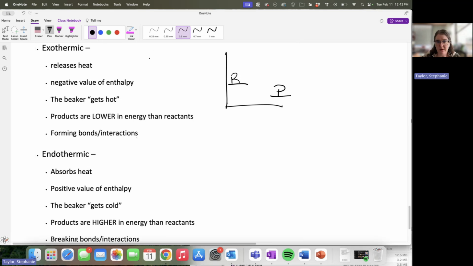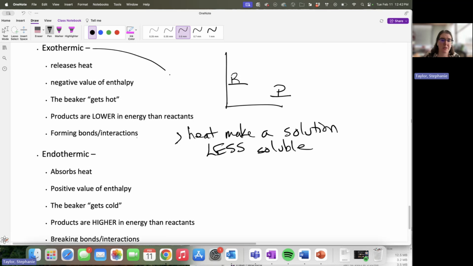We could also add one more thing onto this, which is that heat makes a solution less soluble. This would also be an indication of an exothermic reaction. If you made the solution warmer and you got a precipitate, if you made the solution warmer and fewer things were able to dissolve, that would also be indicative of an exothermic reaction.